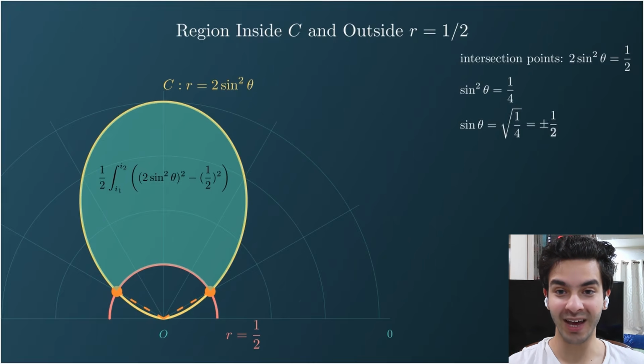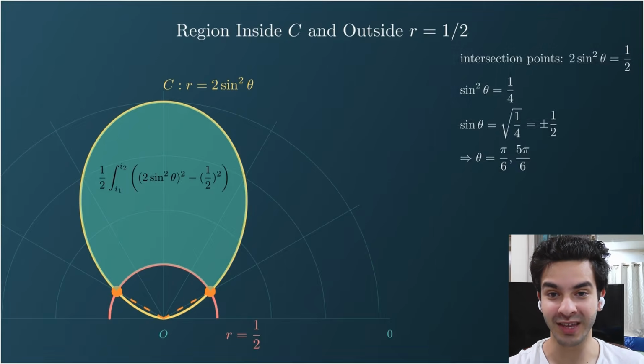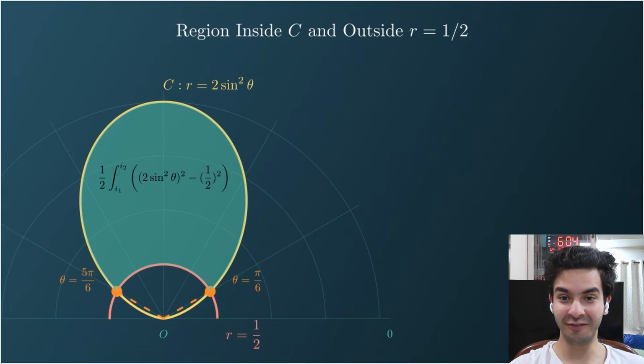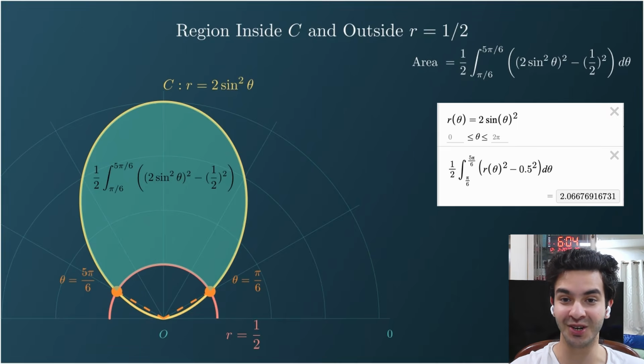Now we just apply arc sine on both 0.5 and negative 0.5, and we're left with theta equals these two values. Now we have our limits for the integral, and this is what we're left with. Since we are in the calculator portion of the exam, you can literally just put this into Desmos and you get your answer.